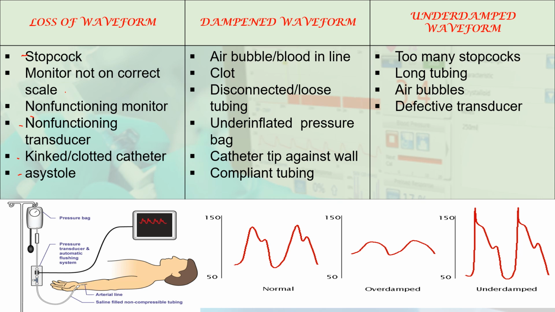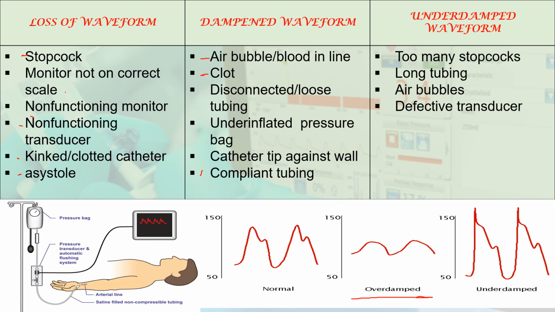Then dampened waveform. Here in this picture you can see over dampened waveforms. What are the situations or causes that lead to over dampened waveform? That is air bubble or blood in the line, that is, in the transducer line.